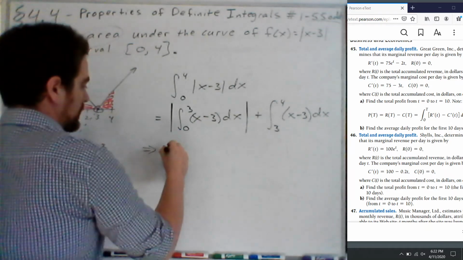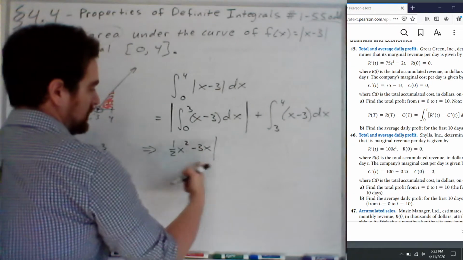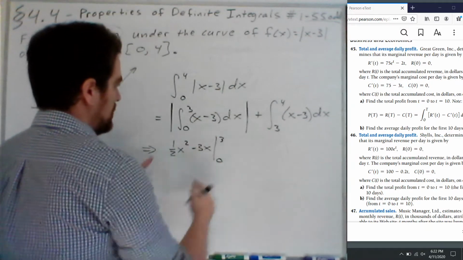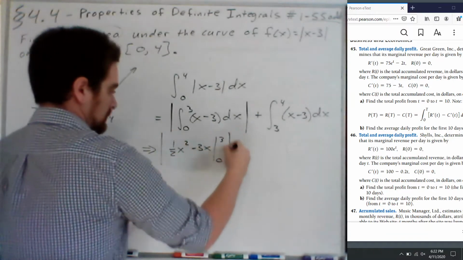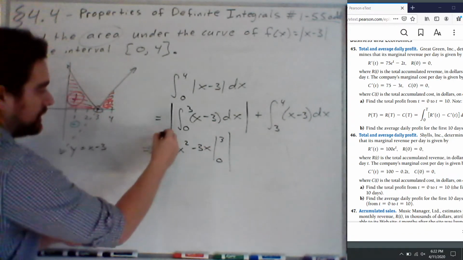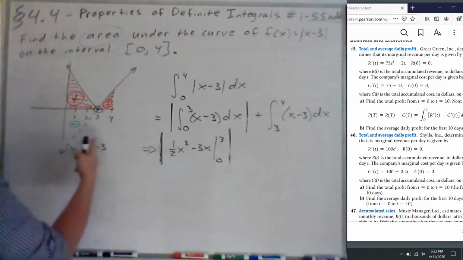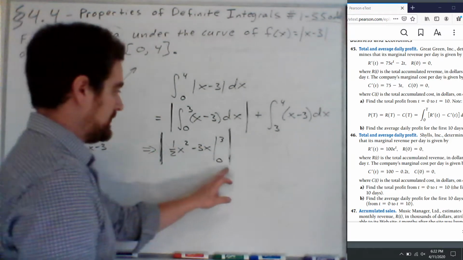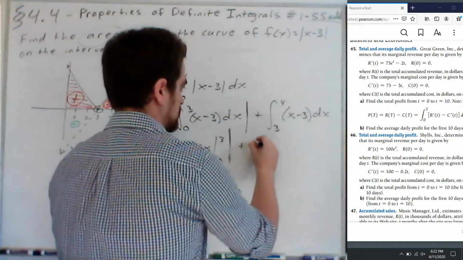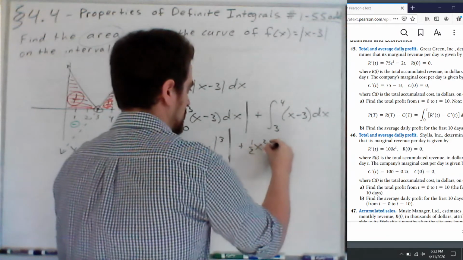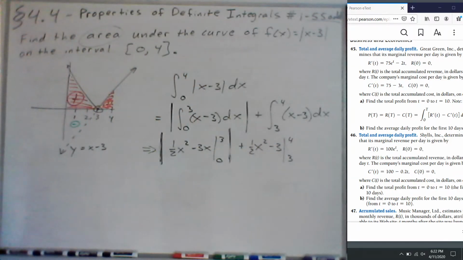It'll be 1/2 x squared minus 3x, and I'll evaluate that from 0 to 3, but notice I want the absolute value of whatever that is. If I don't do absolute value bars now, I will get a negative number from this integration, and I don't want the negative. Plus I have to do this piece, but this piece is just fine. It's just 1/2 x squared minus 3x from 3 to 4. Nothing to fight with there.